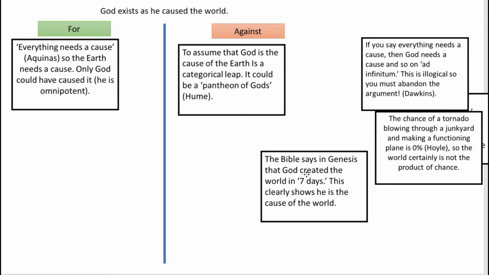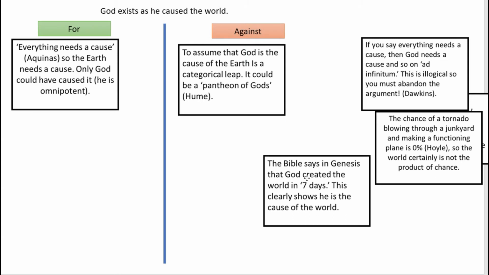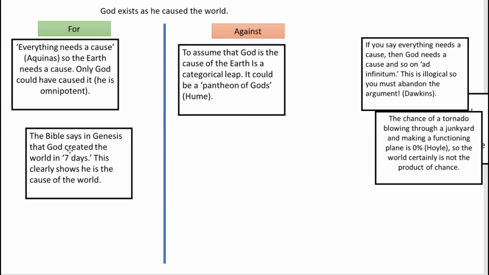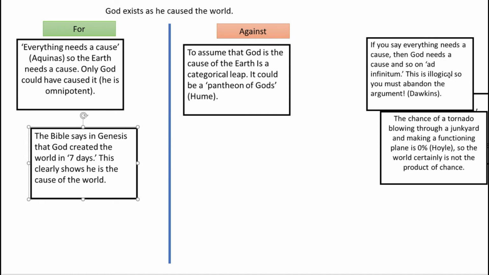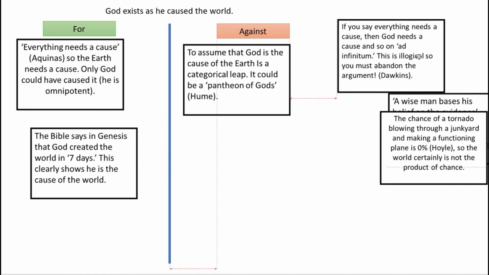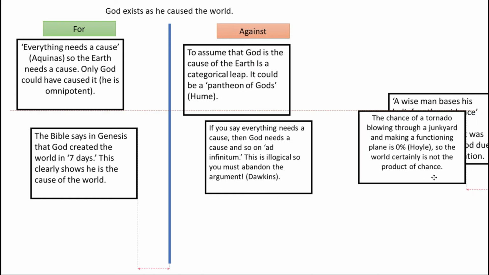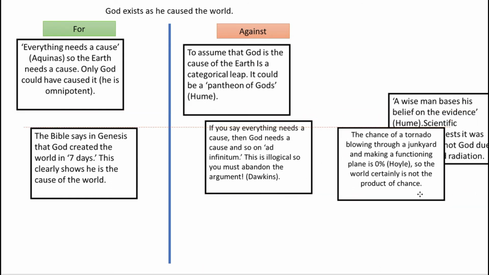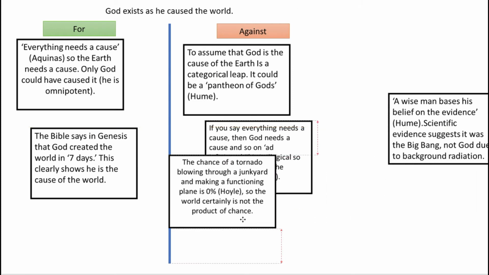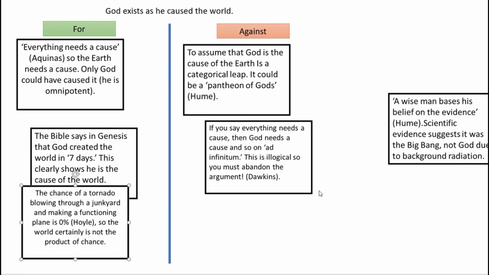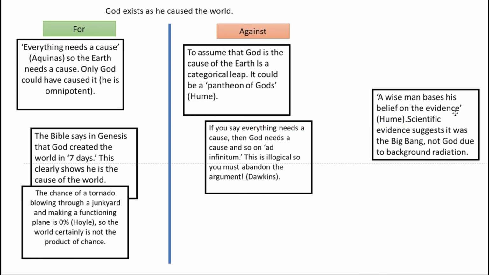This next one says the Bible says in Genesis, God created the world in 7 days, so he clearly caused the world. So that's going to go here. This next card says, if you say everything needs a cause, then God needs a cause ad infinitum. This is illogical, so you have to abandon the argument. So that's going to be an against one.